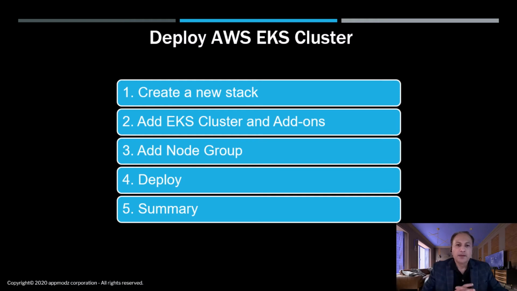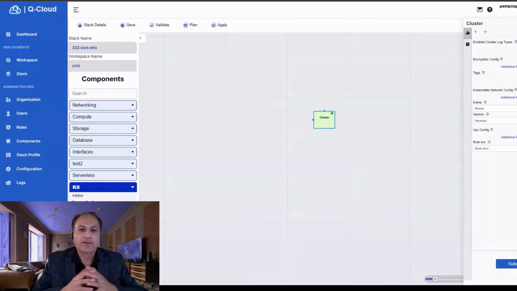Hello. In this video, we will create a new EKS cluster and nodes as part of a new stack. We will open the canvas and add the AWS EKS cluster component. We will define the properties of the cluster, including a name of the cluster, a role ARN.